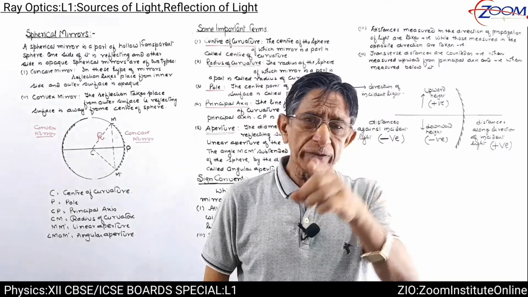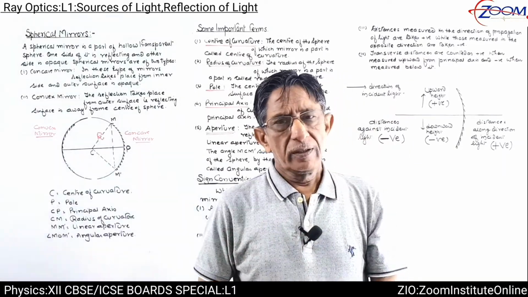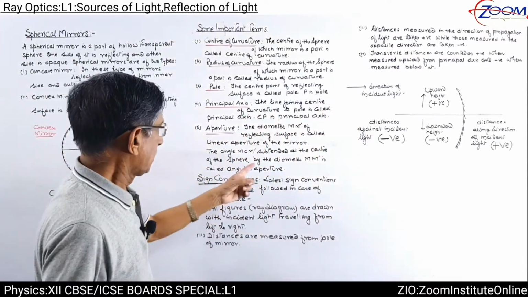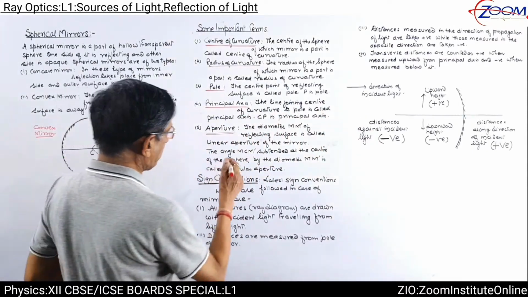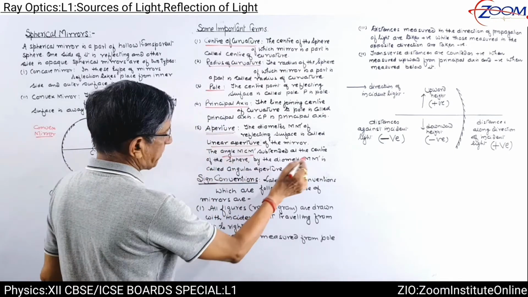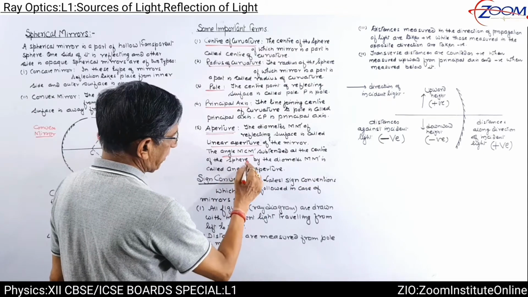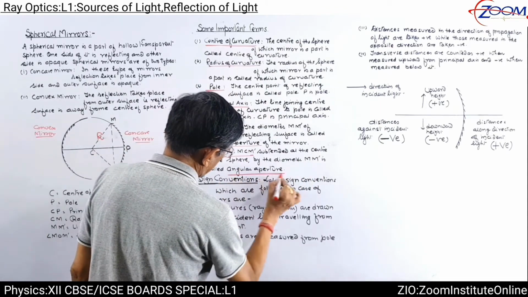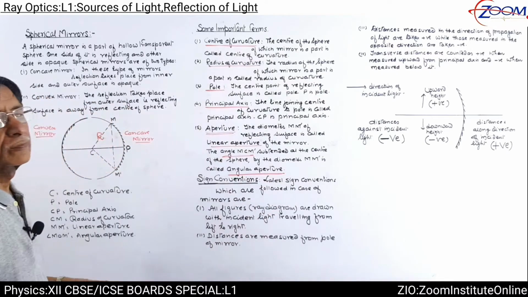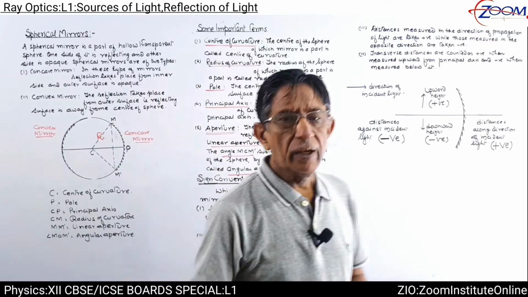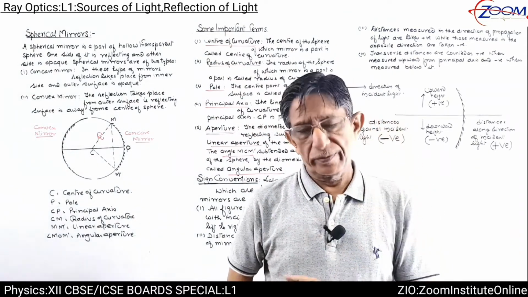And the angle MCM dash subtended by the diameter at the center. Angle MCM dash subtended at the center of the sphere by the diameter MM dash is called what? Angular aperture. So aperture is of two types. One is called linear aperture and one is called angular aperture.